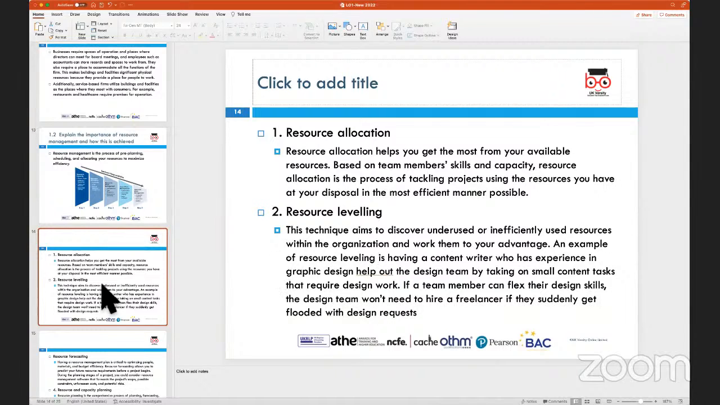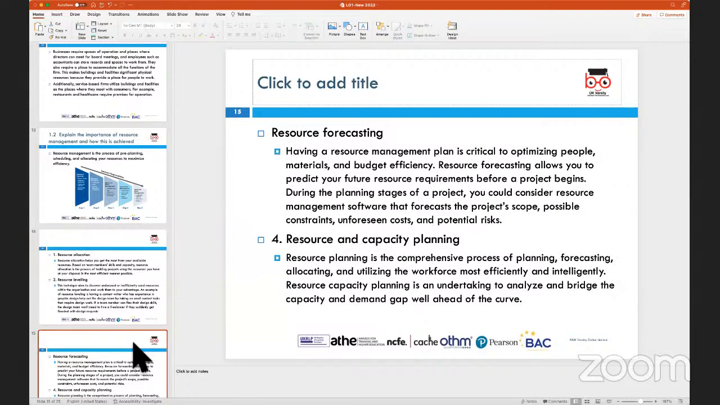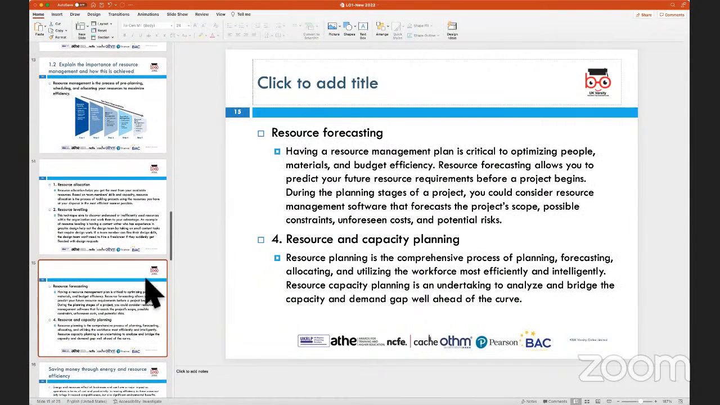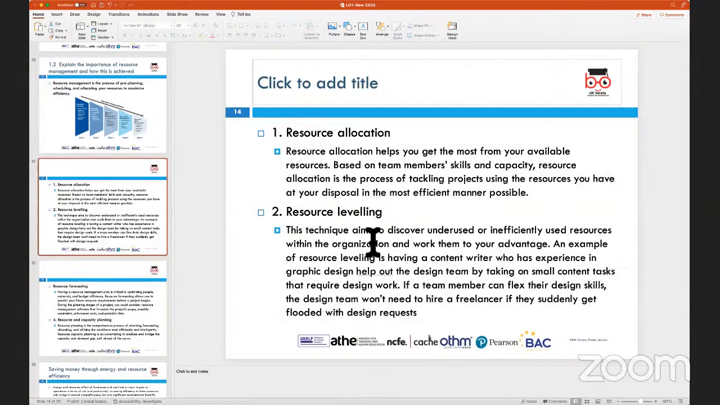Then we look at resource leveling. We also look at resource forecasting and capacity planning. Now, one of the things we talk about is resource leveling, which is essentially a technique wherein we try and redeploy some of the underused or underutilized resources within the organization into a different project. So sometimes you would see, within companies and organizations, there are multiple projects running, and some of the projects are not yielding the expected output.